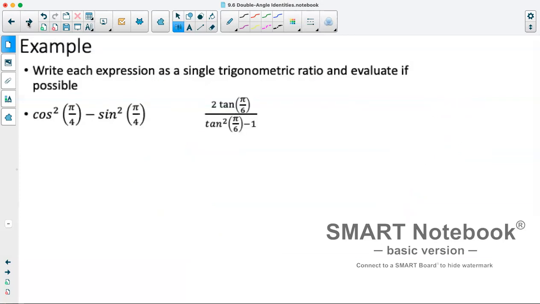Okay, next example, write each expression as a single trigonometric ratio and evaluate if possible. So we've got cos squared of pi over 4 minus sine squared of pi over 4. So that matches the identity that we just did. So that's cos of 2 theta. So that's going to be equal to cos of 2 times pi over 4.